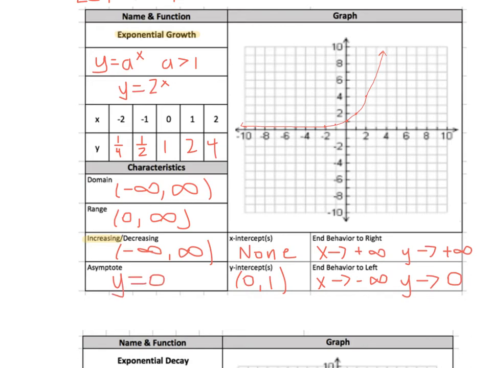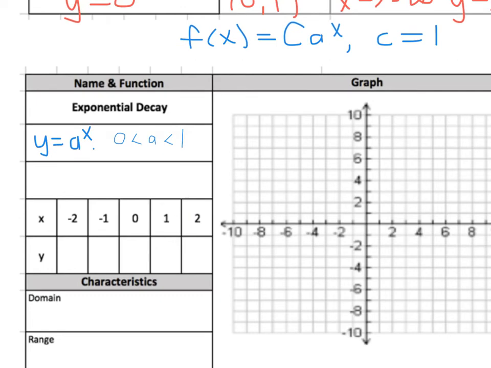One observation to make about this graph and exponential growth is that it is growth because we have increasing from -infinity to positive infinity. Now we look at exponential decay. So we still have the setup of f of x equals c times a to the x. We're going to let c equal 1, and swapping out f of x for y, we get y equals a to the x. But now, for it to be exponential decay, we have to make the assumption that a is in between 0 and 1. So in other words, a is a fraction.